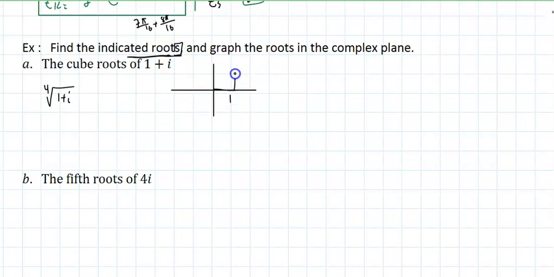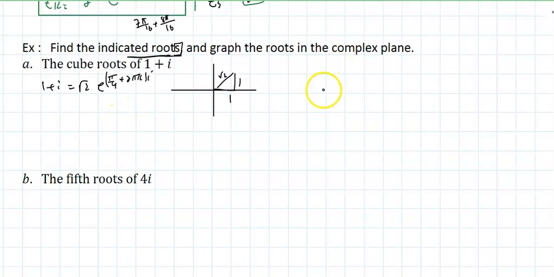Well, go 1 to the right, 1 up. We know this is radical 2. So I could write this as radical 2 e to the pi over 4, since I want 4 roots plus 2 pi k i. That was DeMoivre's theorem, by the way. But if I use e, I could save myself all of that pain.